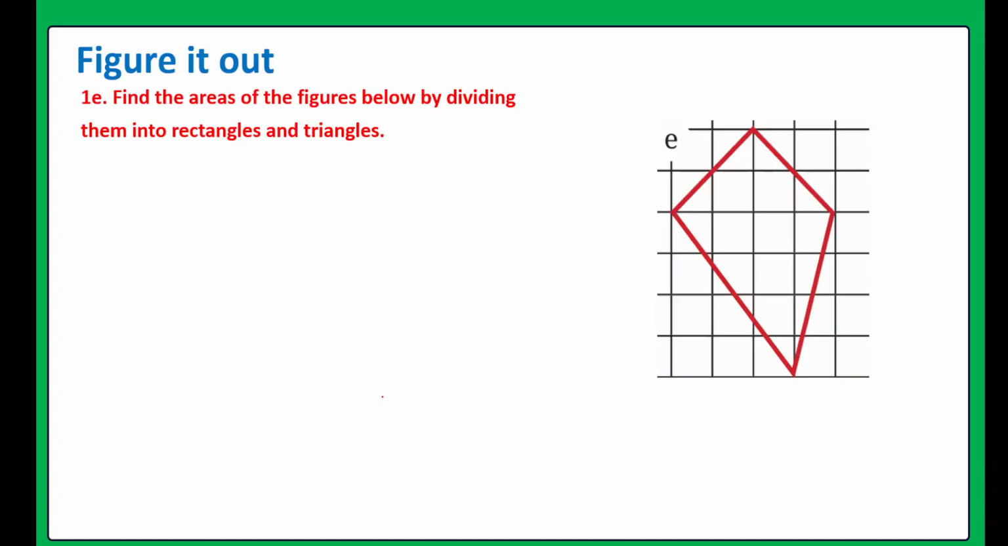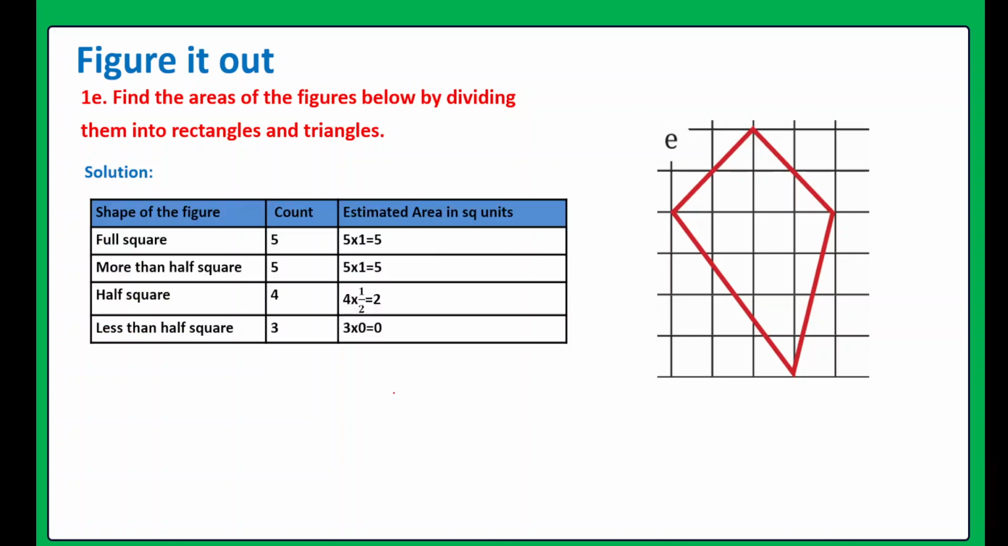Let us see question number 1E. Find the areas of the figure below by dividing them into rectangles and triangles. A similar pattern will be followed. So we will find how many full squares are there in the given figure. There are 5. If we count here, 1, 2, 3, 4, 5. Similarly, more than half squares there are 5. 1, 2, 3, 4, 5. And exactly half squares there are 4. 1, 2, 3, 4. And less than half squares there are 3.